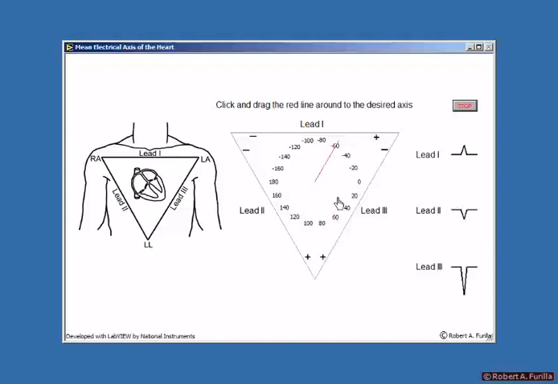If we are somewhere in between, this becomes a little more difficult to estimate by observation. And this is where the augmented voltage leads, AVR, AVL, and AVF, come in handy. But you could probably make a fairly good approximation. Since lead 2 is nearly 0, it's almost perpendicular to lead 2. Lead 3 is a little bit bigger than lead 1, so you know that we're somewhere between minus 30 and minus 60. In this case, it's minus 40. That then concludes the talk on the mean electrical axis of the heart and vector cardiography.